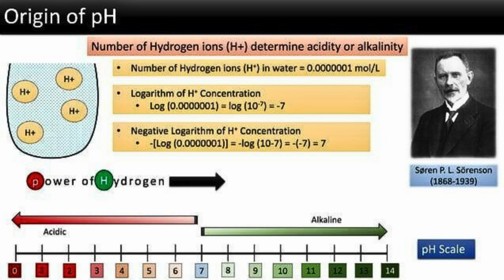Giving us a pH of 7. This is where we get the term pH, which stands for the power of hydrogen. This concept forms the basis of the entire pH scale, which ranges from acidic to alkaline.